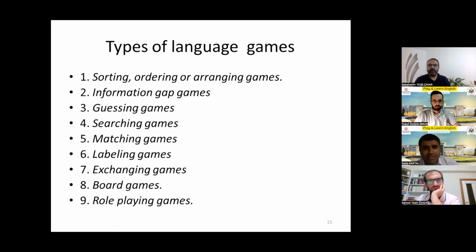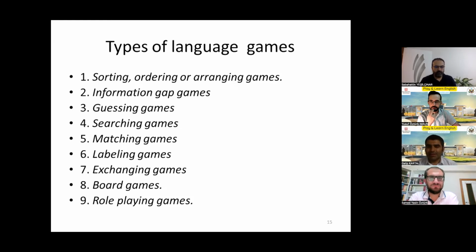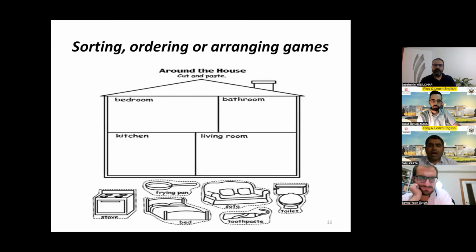Okay, I will also talk about the types of language games. We have sorting, ordering, arranging games, information gap games, guessing games, searching, matching, labeling, exchanging, board, and role-playing games. Actually, I'm going to introduce them shortly. My main goal here is to talk about role-playing games because they are very popular nowadays, and you know, you can just gamify an activity in the classroom by making use of role play, because of role playing, drama, and nowadays we use, you know, metaverse, virtual worlds, and some other online games. In almost all of them, you will see some roles, right? That's why you can bring those roles into the classroom. You can turn them into role-playing games. Okay, I will show them shortly.